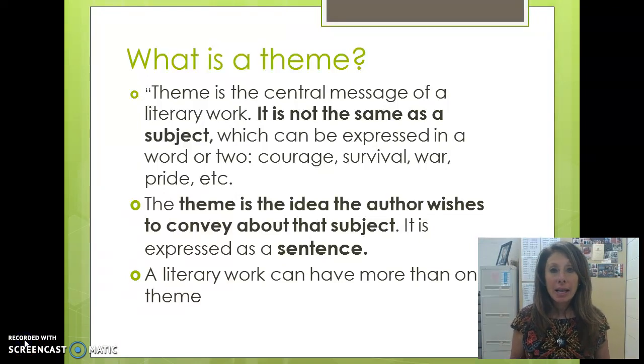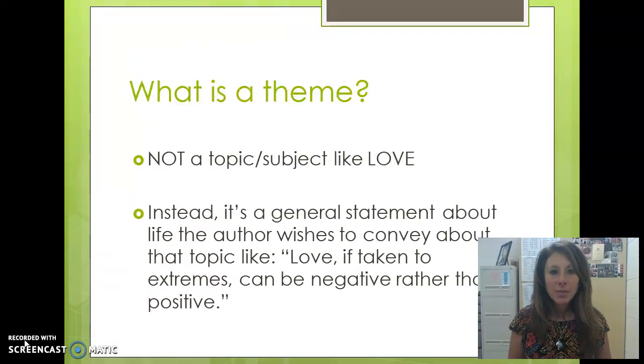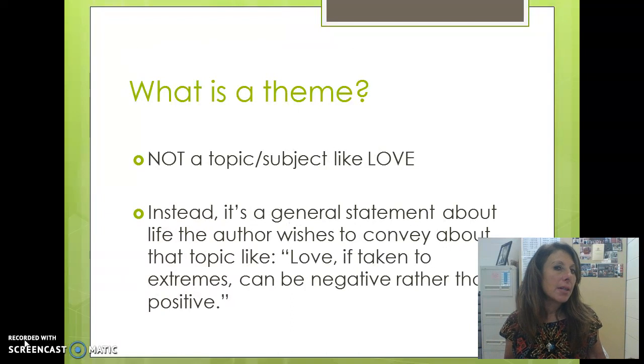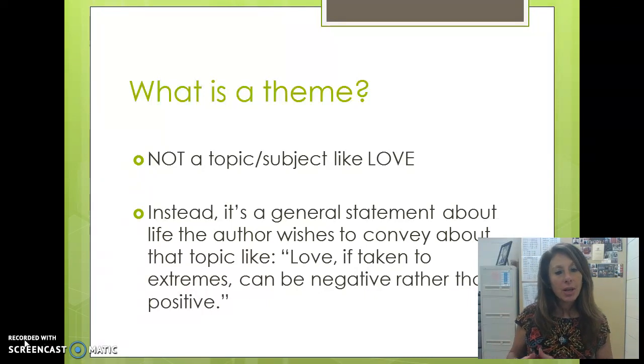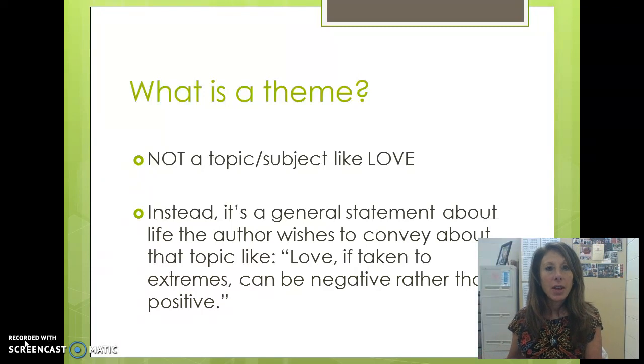So anyhow, it's the idea that the author wishes to convey about the subject, and it's expressed as a complete sentence. So let's move on. What is a theme? We know now it's not a topic. It's not a one-word answer. It's not love or friendship or family or anything like that. It's a general statement about life that the author wishes to convey about that topic, such as, here's an example of a theme: love, if taken to extremes, can be negative rather than positive. That's a sentence. It's a complete thought. That's a theme.